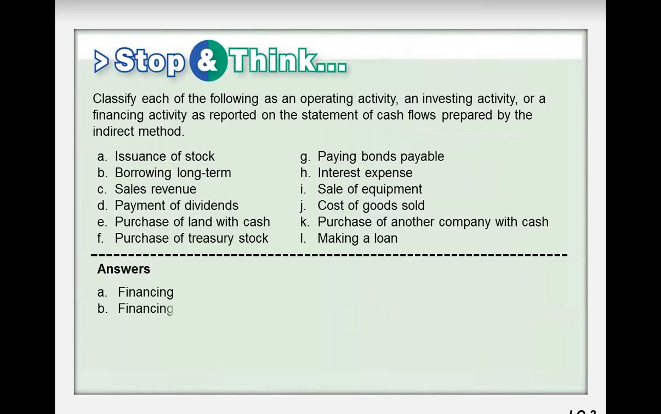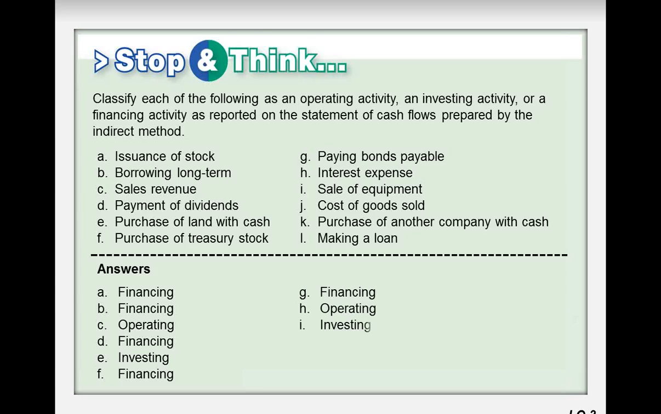Sales revenue, that will be part of our operating. Payment of dividends is part of our financing. Purchase of land with cash would be investing. Purchase of treasury stock would be financing. Paying bonds payable would be financing. Interest expense is going to be operating. Sale of equipment will be investing.